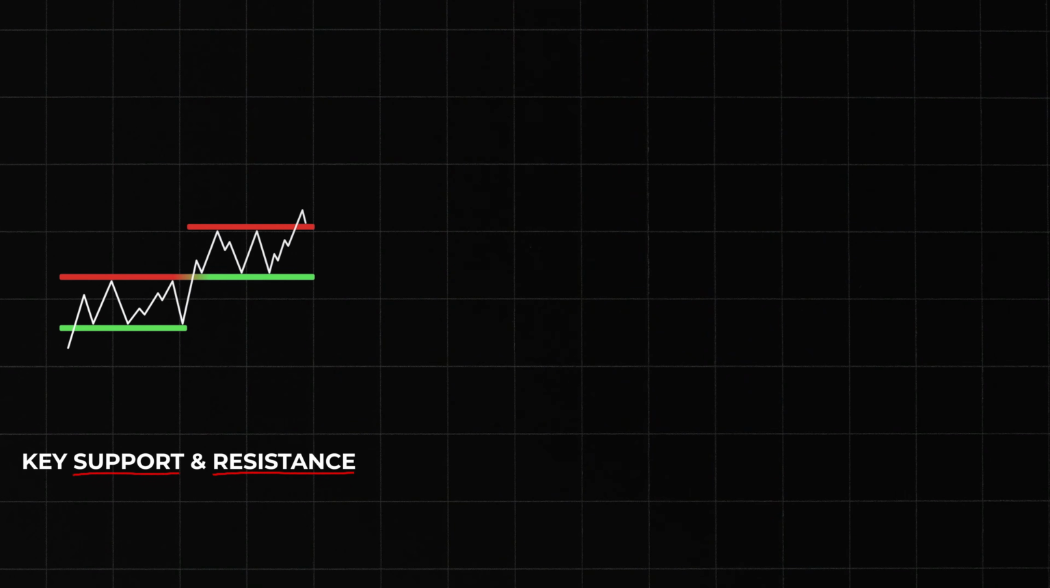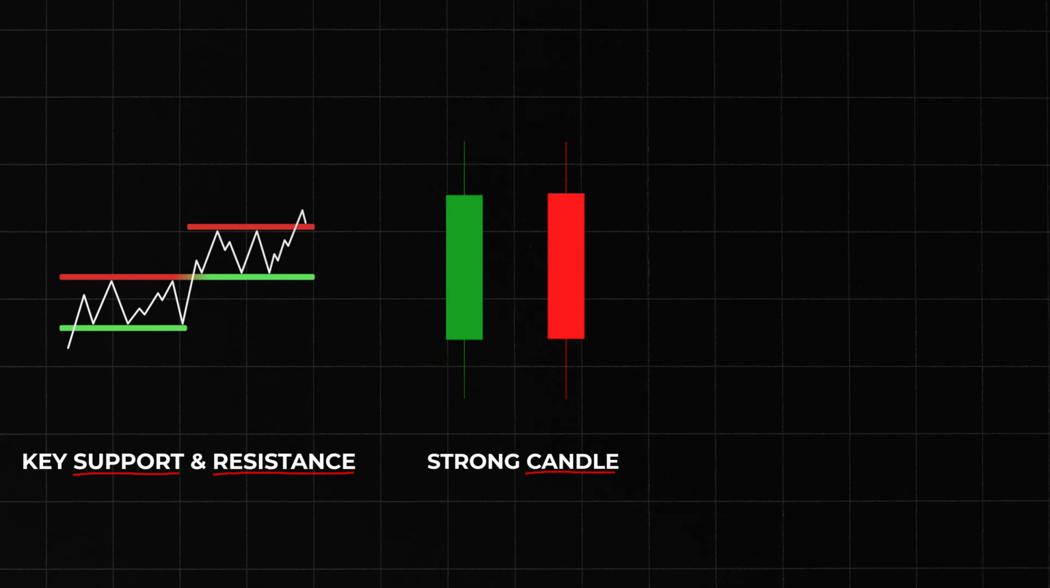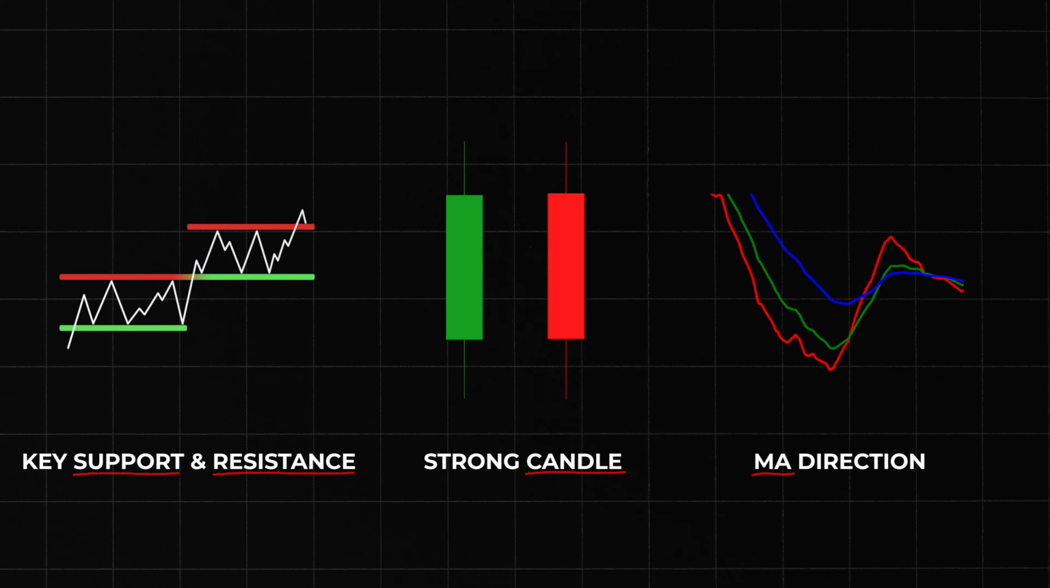Use three tools. 1. Key support and resistance zones. 2. Strong candles, especially momentum bars. 3. MA direction and slope. With these three, decide clearly between a reversal trade or a squeeze breakout. I will show you an example next.